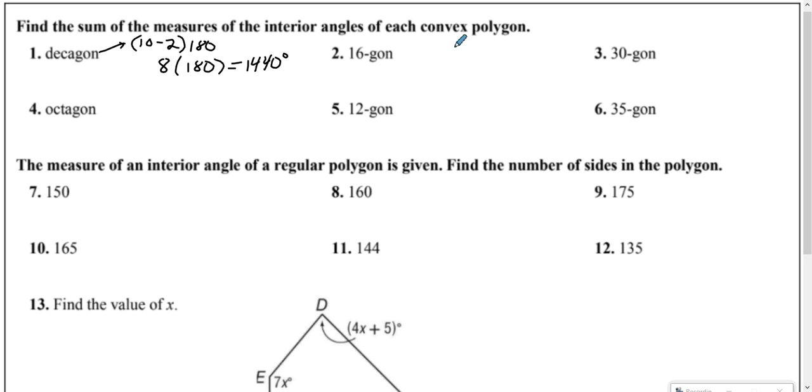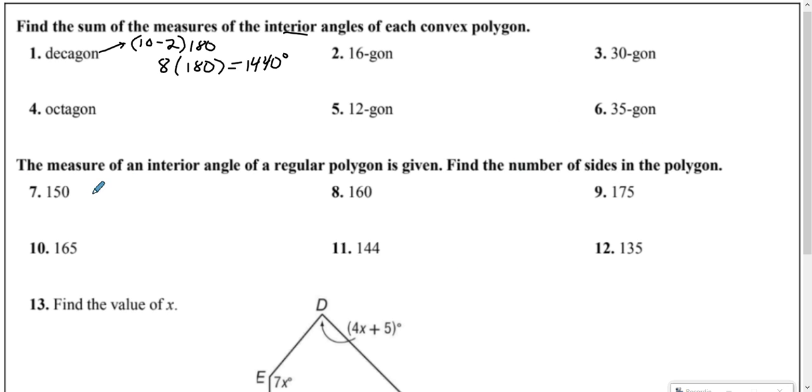Okay, so all these, that's how you're going to do it. I don't need to do a bunch of examples. You're just going to take the number of sides minus 2 times 180 on all those. It says find the sum of the measures of the interior angles. Okay. Here's the other type that we just showed you a minute ago.